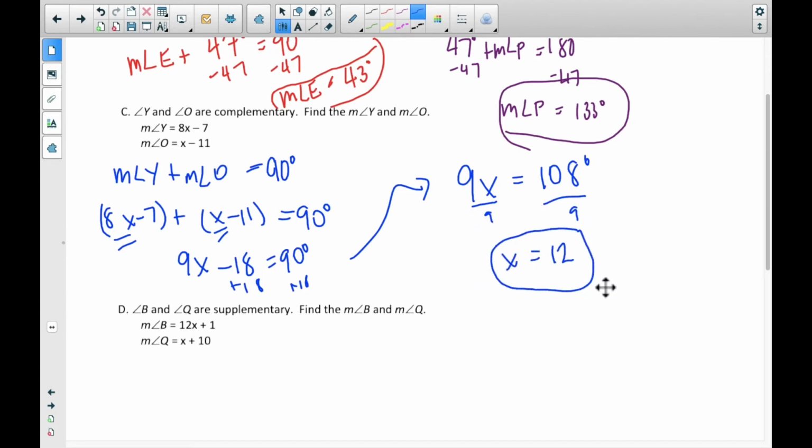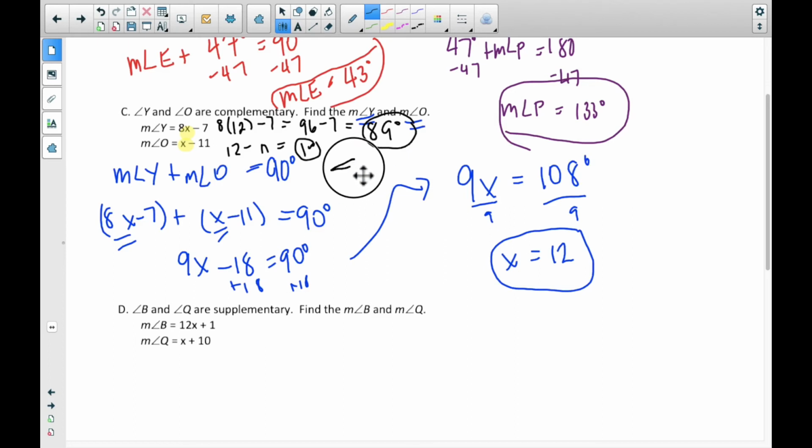Now, am I done with the problem? No, because they say find the measure of angle Y and the measure of angle O. So I have to plug those back in. I'm going to take a 12, plug it in here, see what I get, and plug it in here and see what I get. All right, kind of silly, but it's 89 degrees and 1 degree. A 1 degree angle is super tiny. That's why I say that's silly. A 1 degree angle is minuscule. But it does add up to 90, so it works.